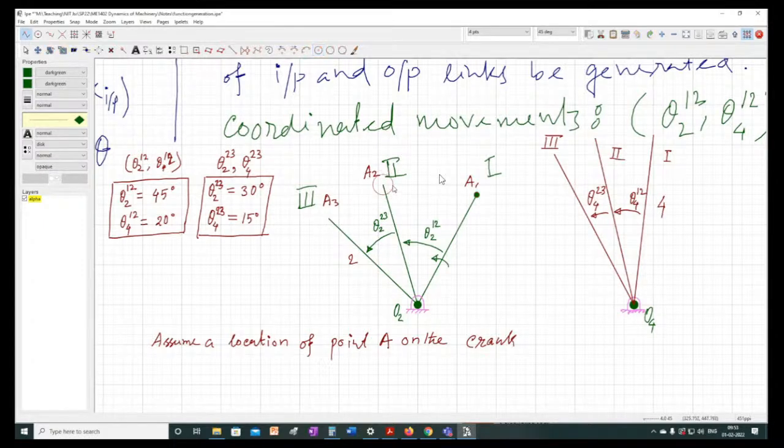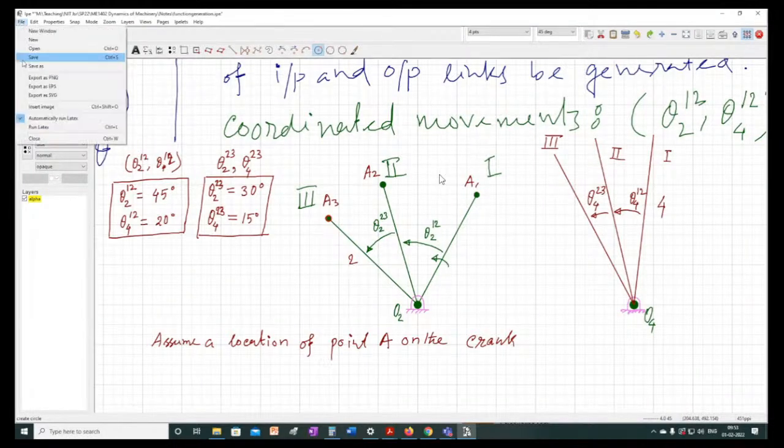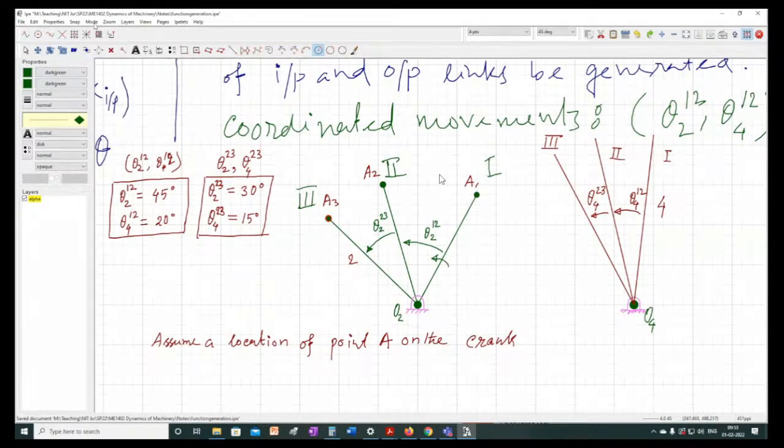Similarly, here this is point A2 and point A3 is here. If you want to know about this software, it is open source software. You can download it. It is called IPE.